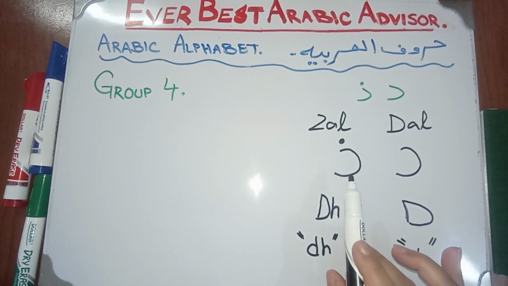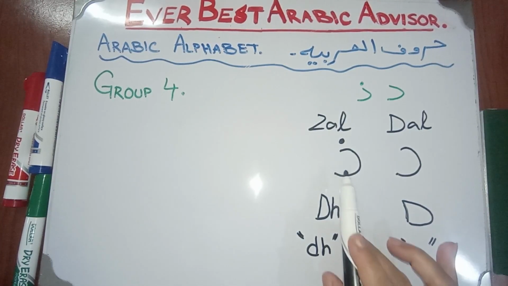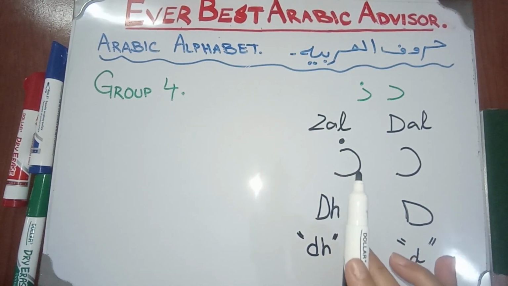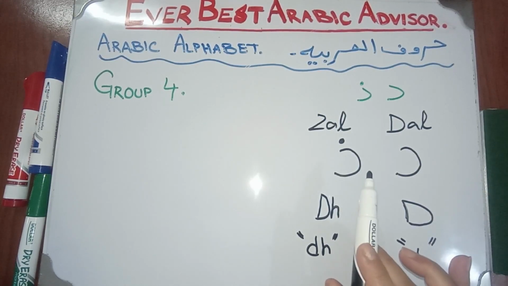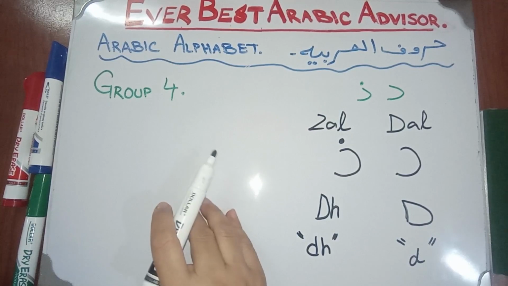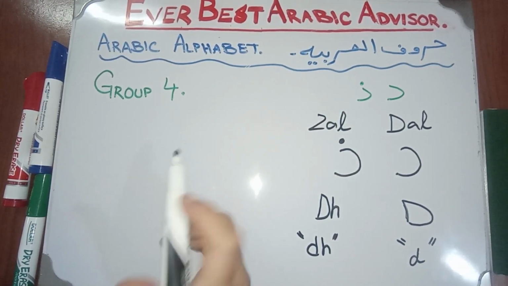Zal is one of the soft letters of Arabic alphabets. Including Zal, there are 3 letters which in Arabic are very soft. I will discuss them in later classes. Right now, let's learn the articulation point.